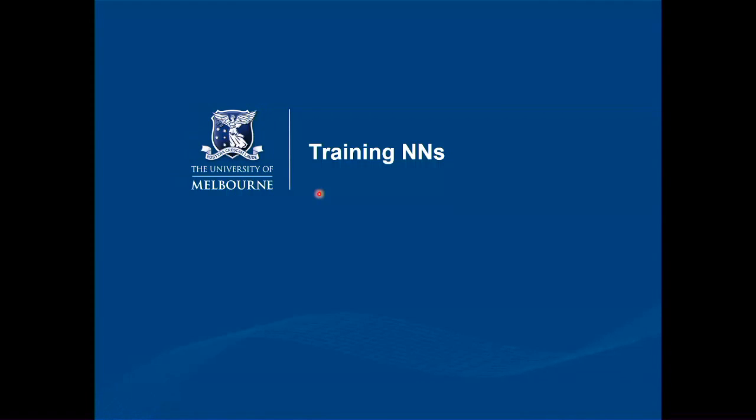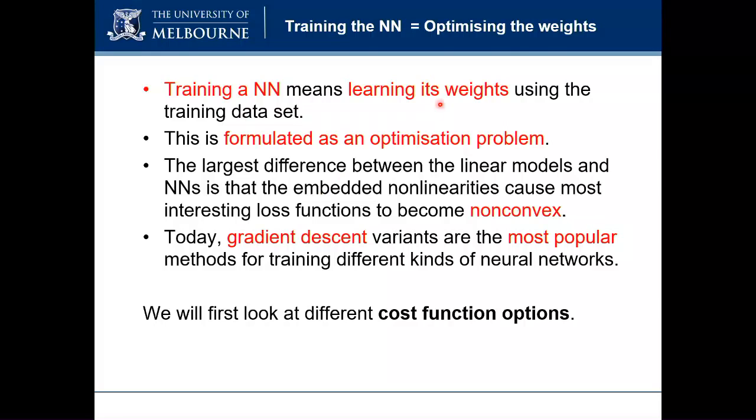Actually, you can use neural networks also for unsupervised learning, and I will have slides for that next week. But right now we are doing supervised learning. So training a neural network means learning its weights using the training data set, right? That's the main sentence. And surprise, surprise, this is formulated as an optimization problem. All right? How do I get this? I solve an optimization problem. The optimization problem gives me the parameters to the best possible capabilities.